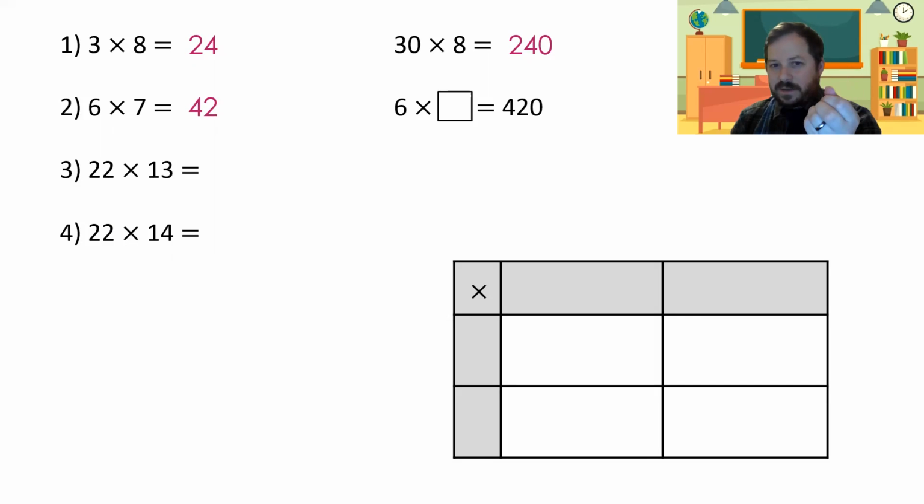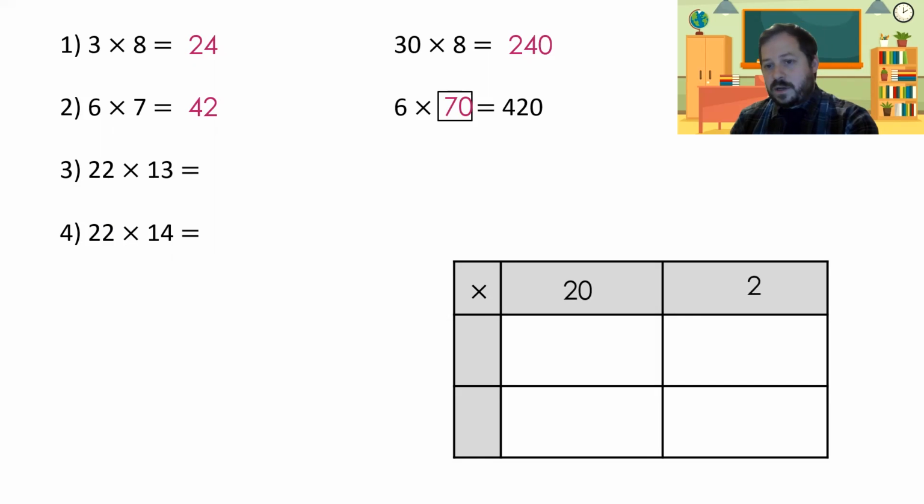And then you've got a missing bit. 420 is 6 times what? If you were looking at the pattern, you'd realize that 6 times 7 is 42, but it's also times by 10. So it must be 70 that it's being timesed by. Then we've got 22 times 13.